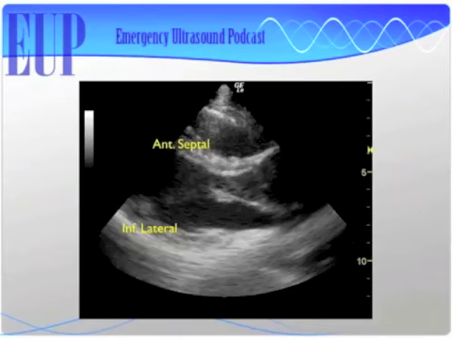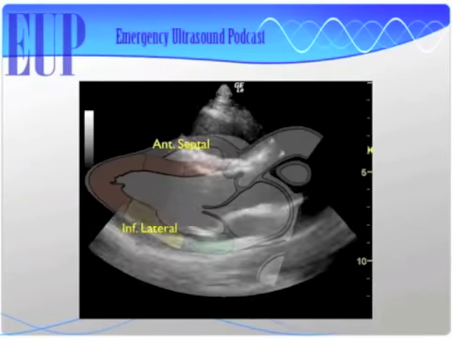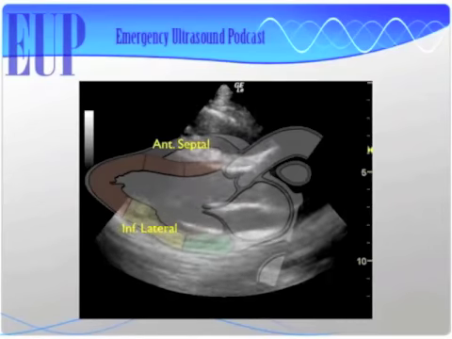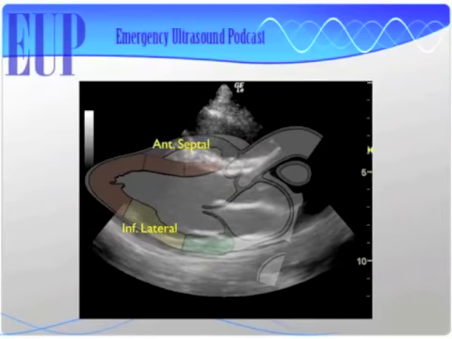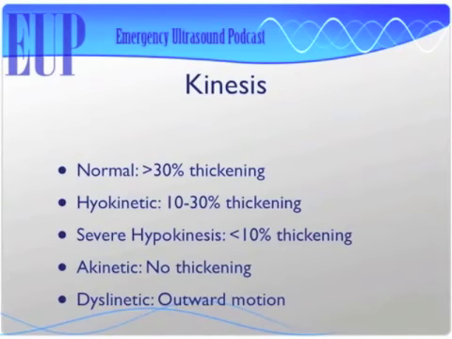Here's a live image of that. We see anterior septum up to the top and inferior lateral to the bottom. So that means that's LAD up on top at the anterior septal portion, and the inferior lateral portion is supplied by the circumflex.